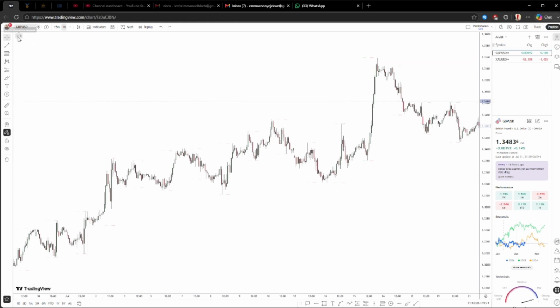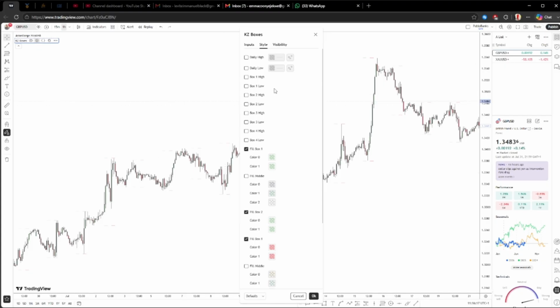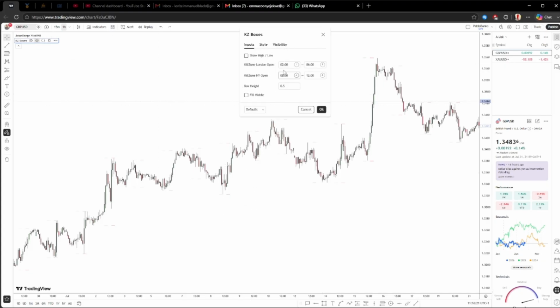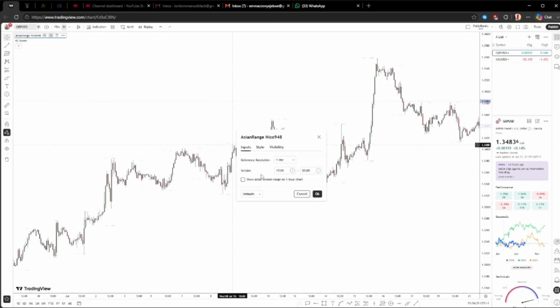So first of all, I use two indicators. I use Asian Range to identify my Asian sessions, and then I use KZ Boxes. That's the indicator from TradingView here. I just use KZ Boxes to identify my sessions, London and New York. That's what I trade in GBPUSD, and also in gold, I trade the same thing. And this Asian session by Nico, I set it to my country time.